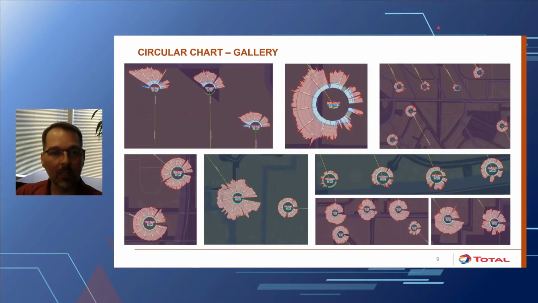This is a gallery of our circular charts. As you can see, there are many varied results. In some of these displays, you can clearly see recently recompleted wells. You can see inconsistent production results. You can see where there's been steep production declines or where weather or operational events have occurred.